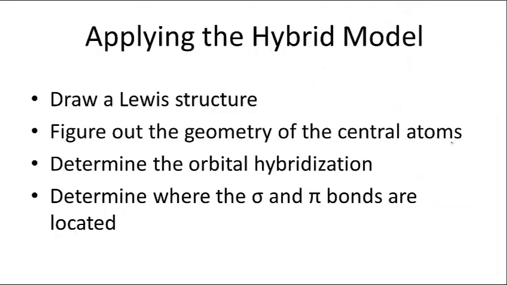Okay, so let's apply that description. If we want to apply it pretty simply, we're always going to start with the Lewis structure. This is why we practice Lewis structures a bunch. You start by drawing a Lewis structure and figure out the geometry. Once you know the geometry, you can determine the hybridization. From the Lewis structure, you can figure out where the sigma and pi bonds are, but using the hybridization, you can describe what two orbitals are actually overlapping to make each bond.